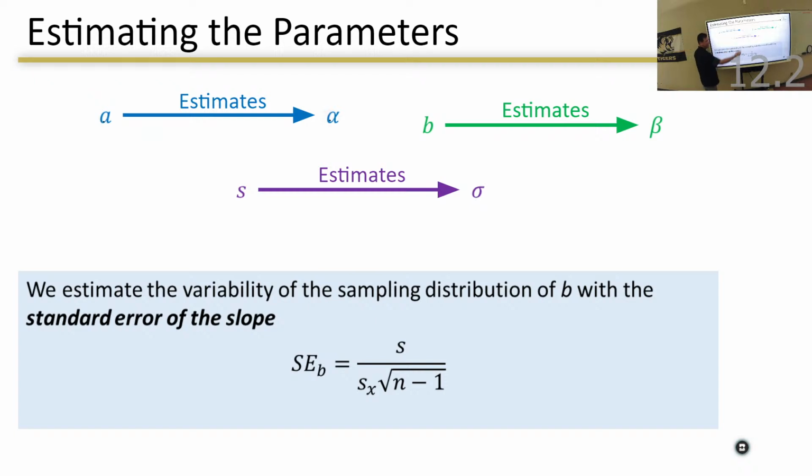A will estimate alpha. That makes sense. B will estimate beta. That makes sense. S will estimate sigma. We've known that since day 2. You don't need to know that.